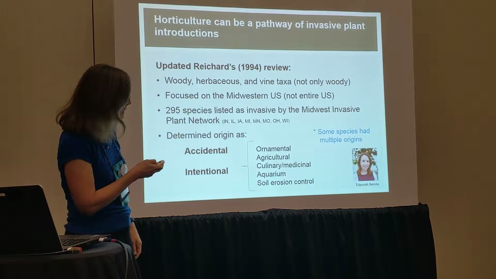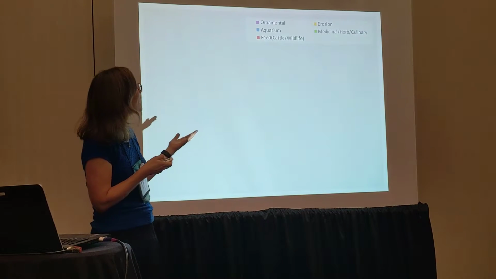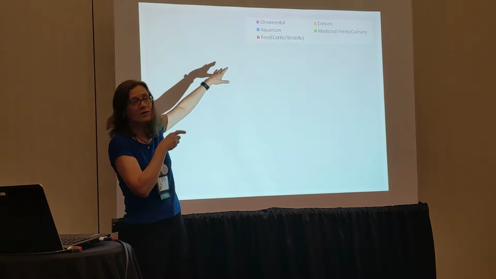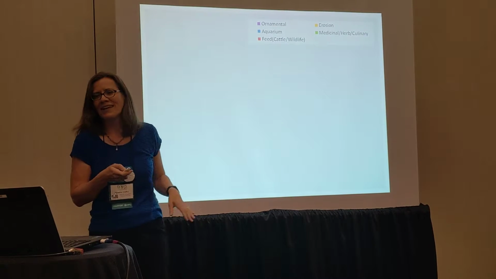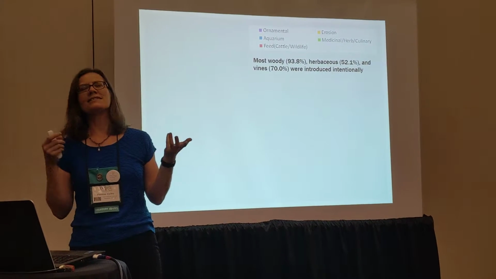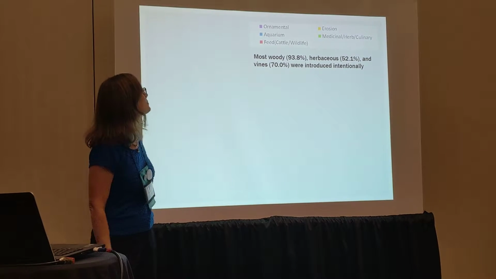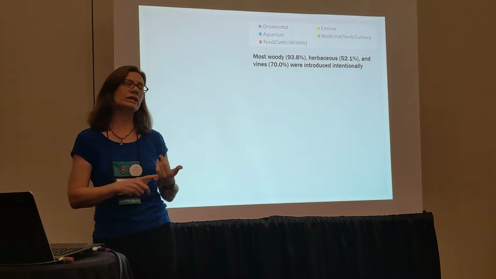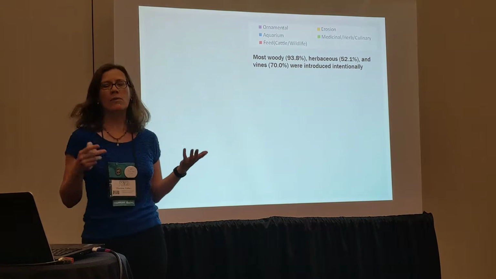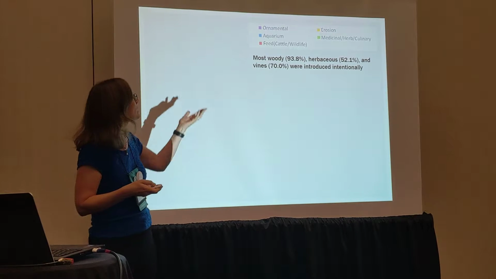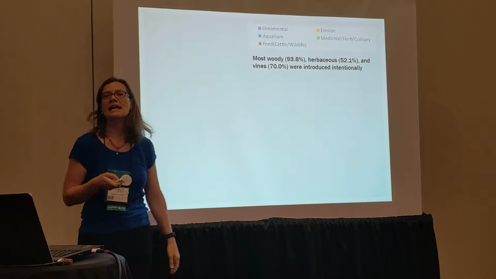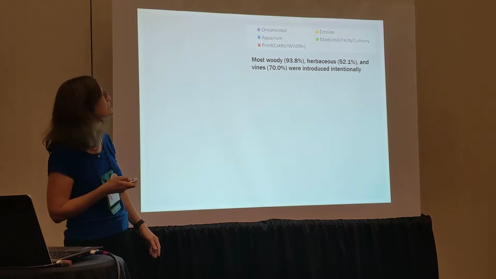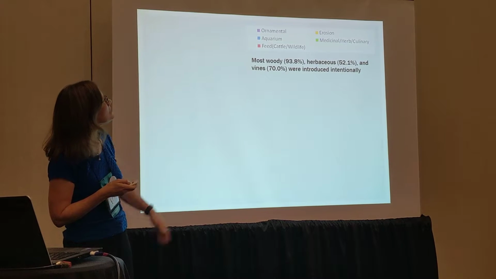So what we then did was we had these different categories, color-coded, for those of you in the back. What I'm going to be focusing on is purple. Purple is ornamental. The first thing that we found out, not unexpectedly, is that the proportions are pretty high: most plants, regardless of the type of plant, woody, herbaceous, or vine, were introduced intentionally. Actually 94% of woody plants had an intentional introduction. Herbaceous, 52%, we sort of know this, a lot of herbaceous are accidentally introduced, and then vines had 70%.